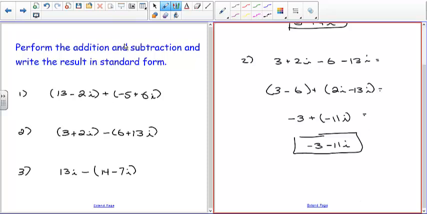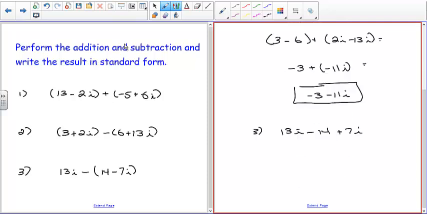And the last one, the first one only has an imaginary part. Again, I'm going to distribute this negative sign, so I'll get -14 plus 7i. So negative times the negative is positive. Then we can group the real and the imaginary parts, the real parts together, the imaginary parts together. There is only one real part, so nothing happens there. And then we add these two. 13 plus 7 is 20. So you get 20i.